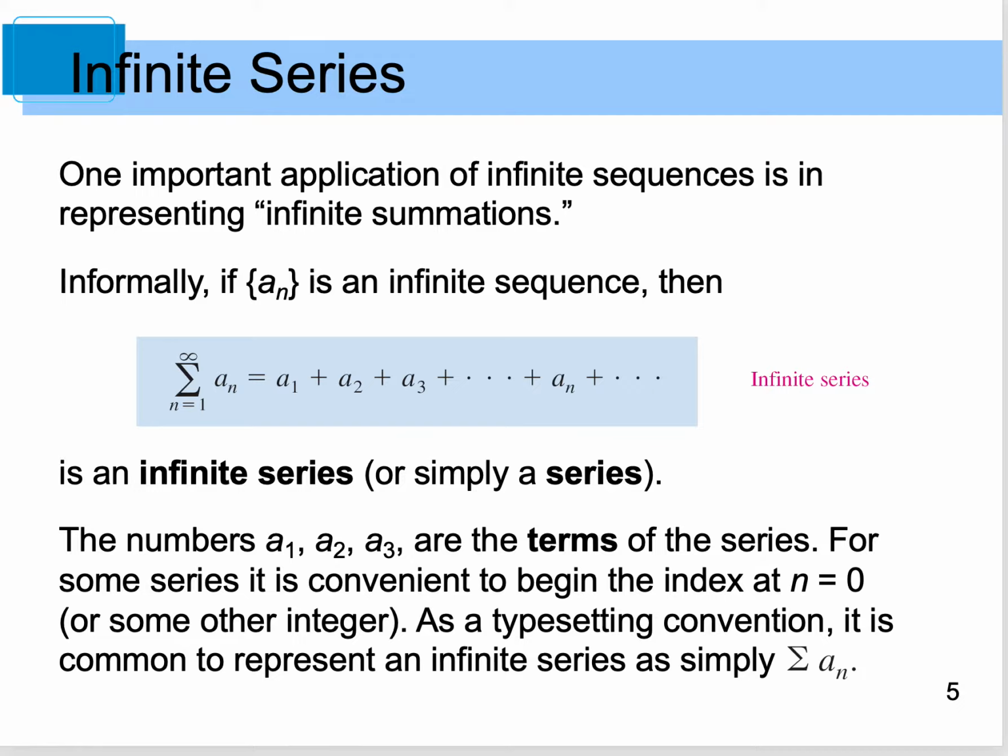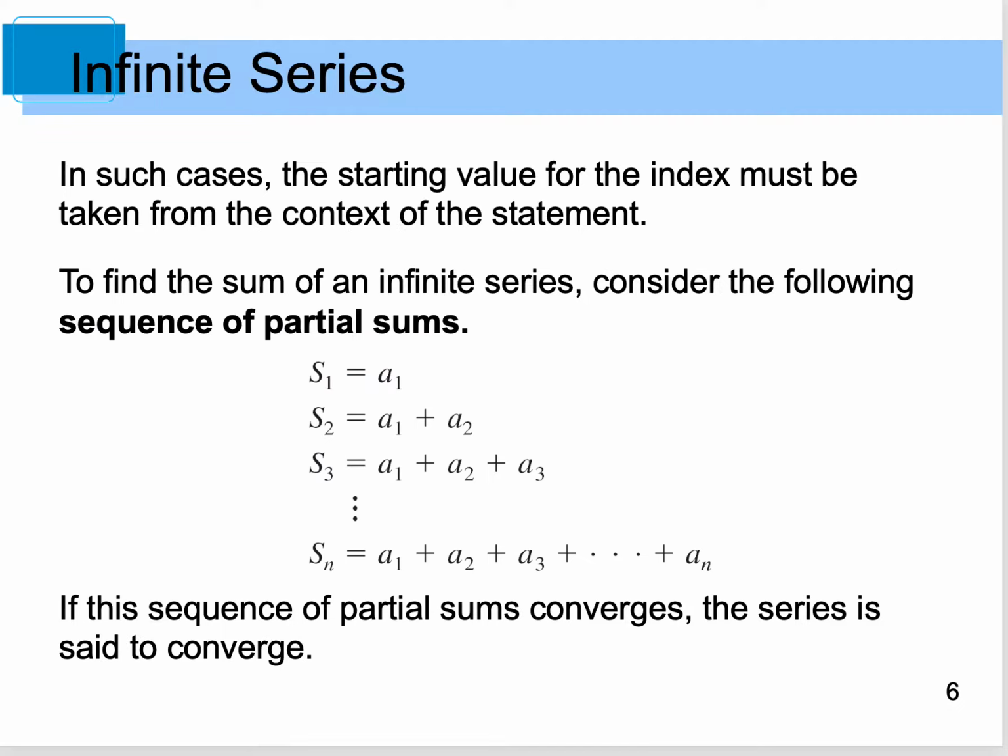it will converge. As a typesetting convention, it's common to represent this as the sum, which is the sigma symbol there, of a sub n, so that we're not having to write out all those terms that we're consistently adding together. In cases like this, the starting value for the index must be taken into account. If I were starting at 1 or 0 or 2, that's an important thing to note.